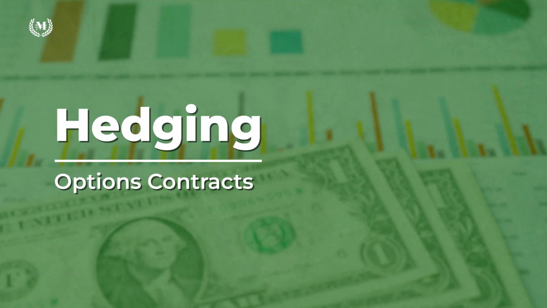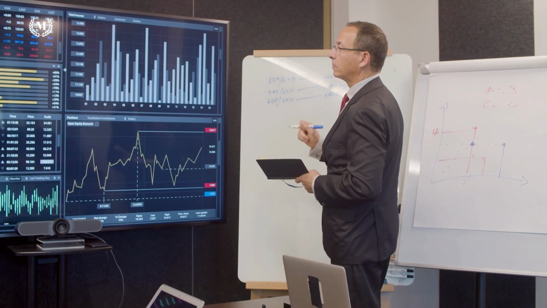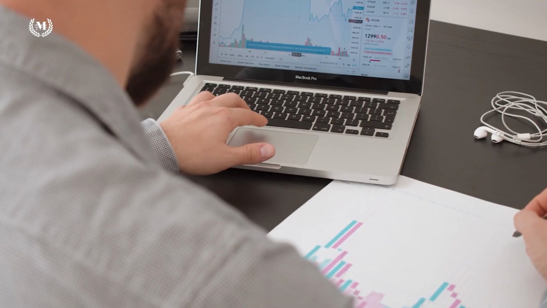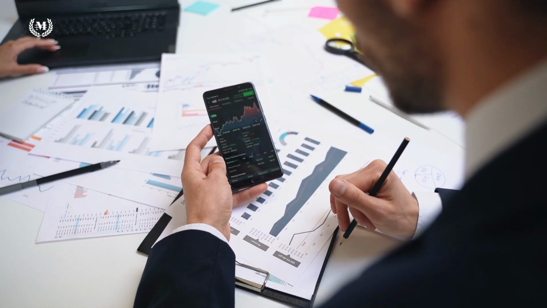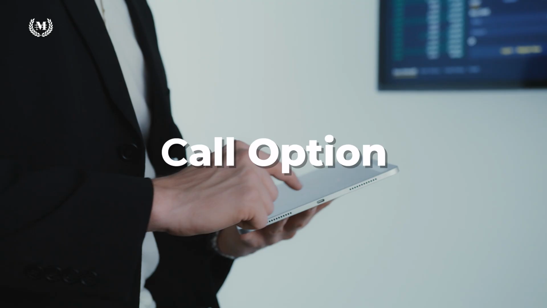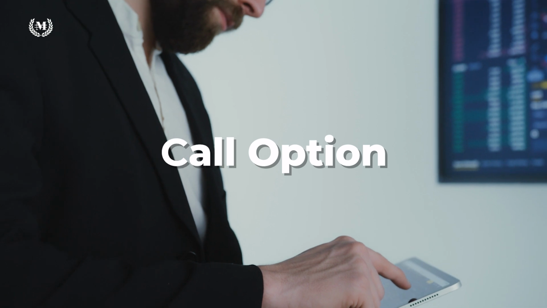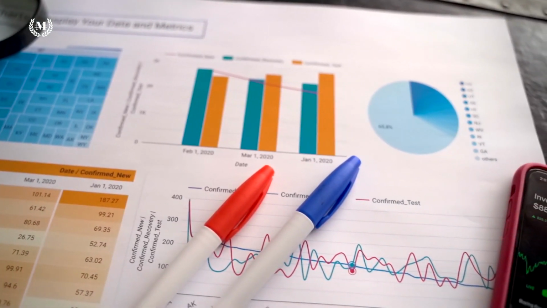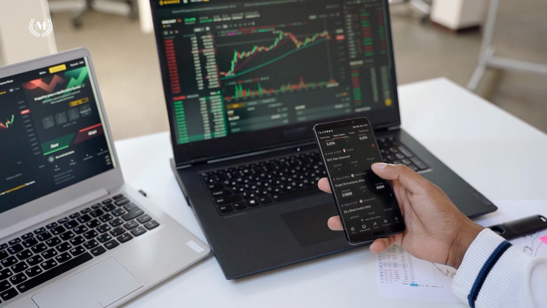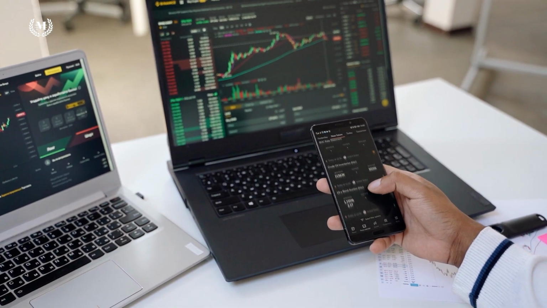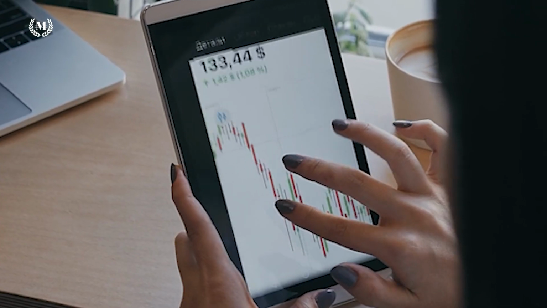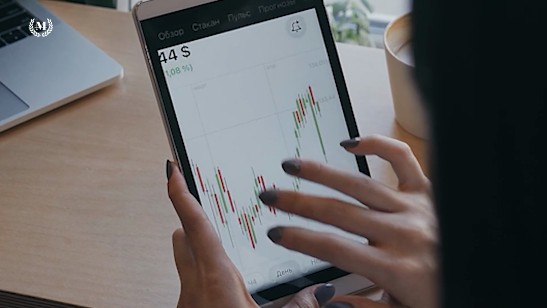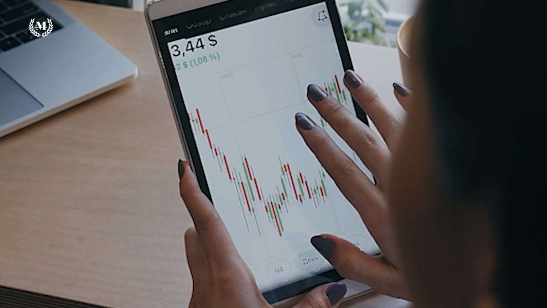Options contracts. Think of an option as a gambling ticket for a stock's price. You don't have to buy the stock itself, but you can bet on whether its price will go up or down. If you think a stock price will rise, you can buy a call option. This gives you the right, but not the obligation, to buy the stock at a specific price in the future. If the price goes up, you can buy the stock at the lower price and sell it at a higher market price, making a profit. But if the price goes down, you can simply let that option expire worthless.